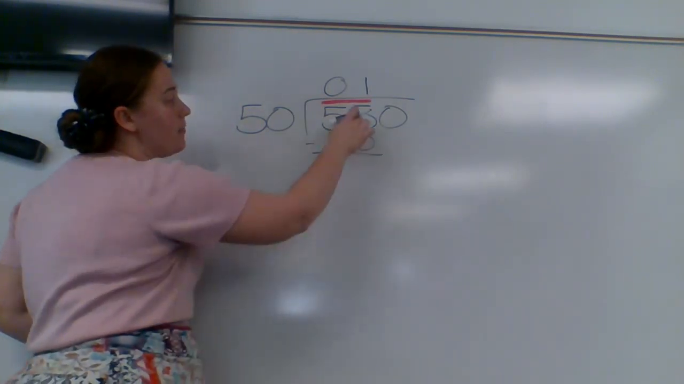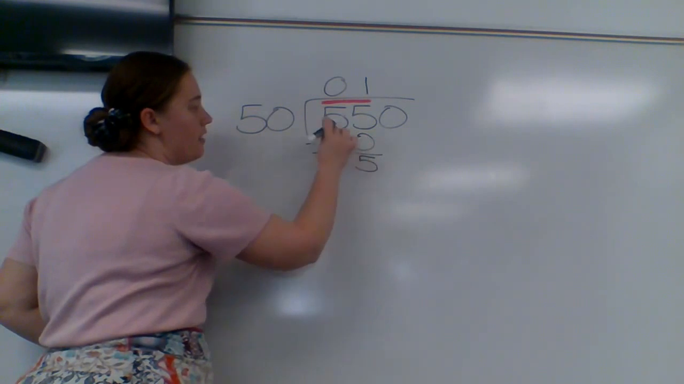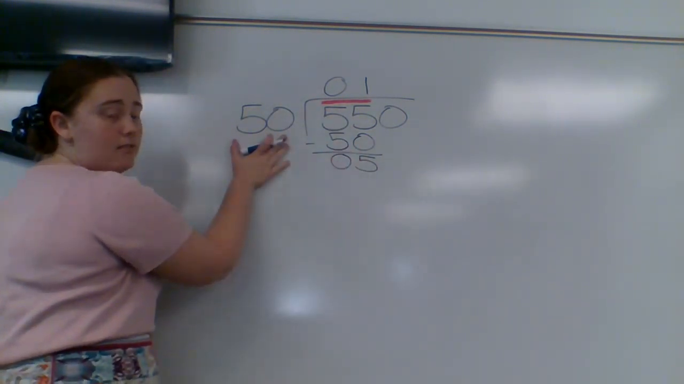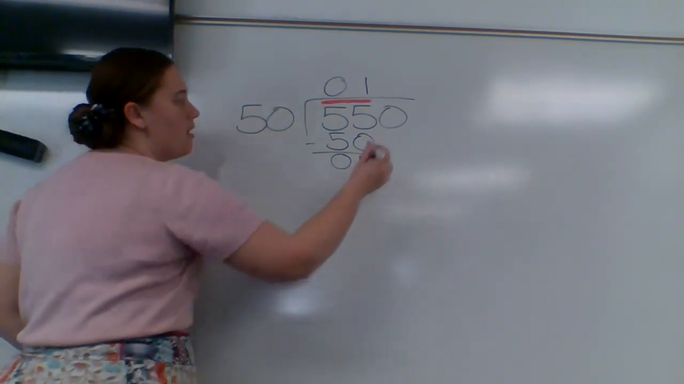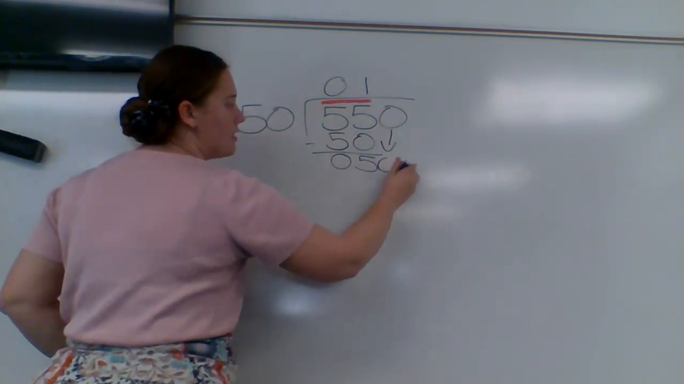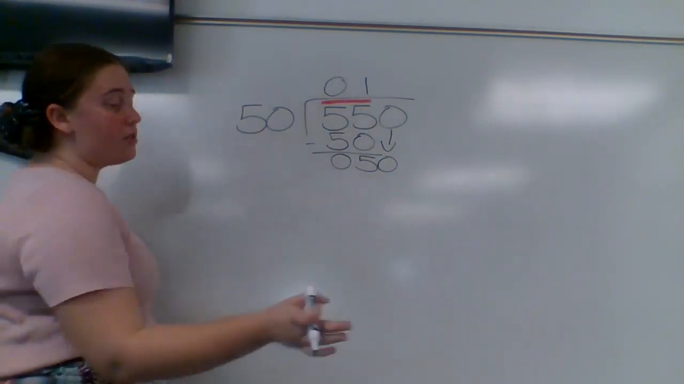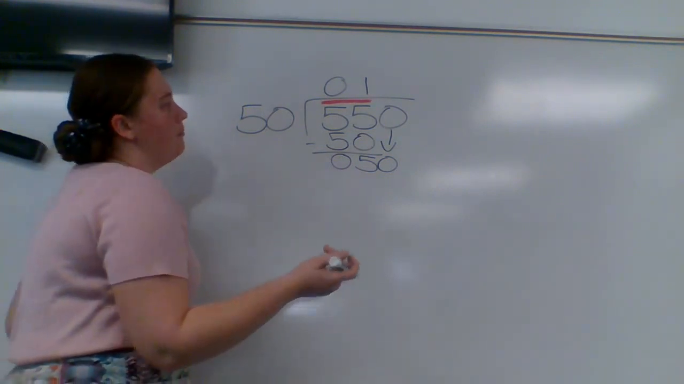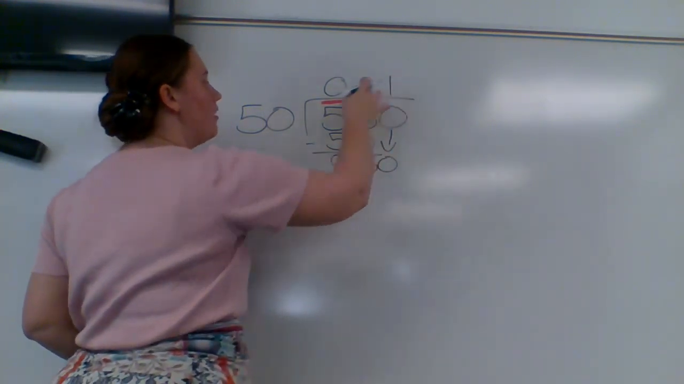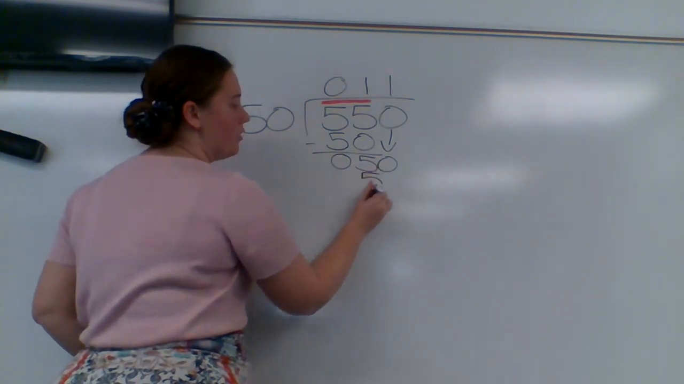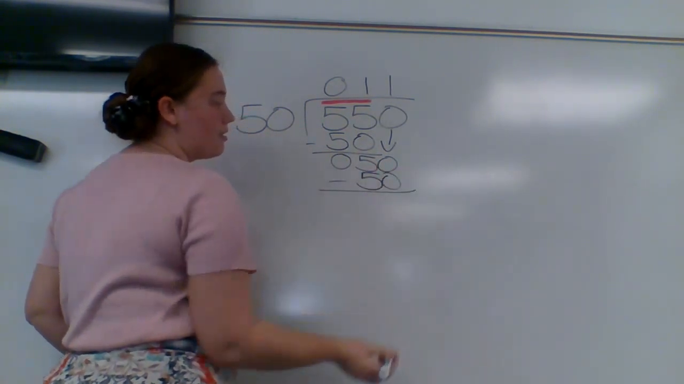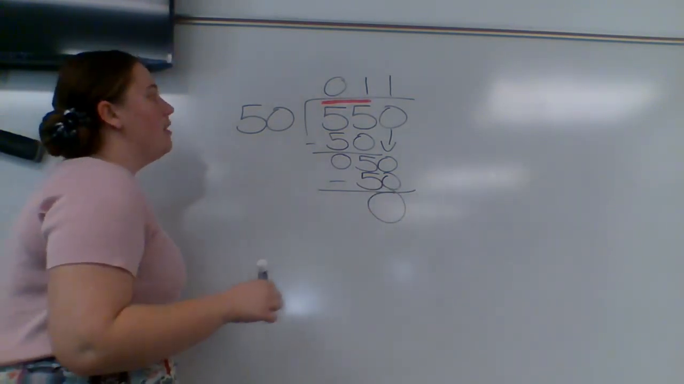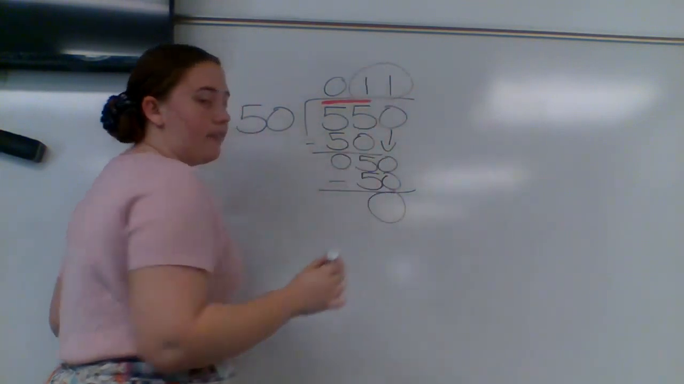Subtract, because it's my next step. 5 minus 0 is 5. 5 minus 5 is 0. And compare, is 5 smaller than 50? Well, of course it is. Next, we bring down this 0. And now I'm going to divide those numbers. We have 50 will go into 50. Well, 50 will go into 50 one time. So we're going to put 1 right here. And 1 times 50, like we said earlier, was 50. Subtract. 50 minus 50 is 0. And my answer is 11.